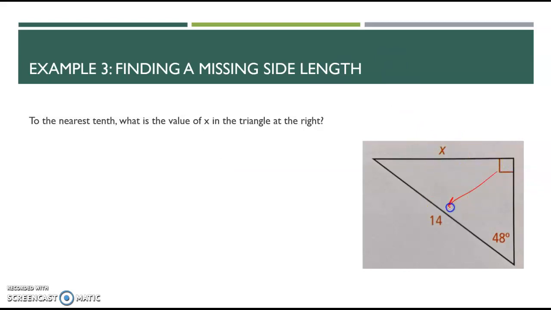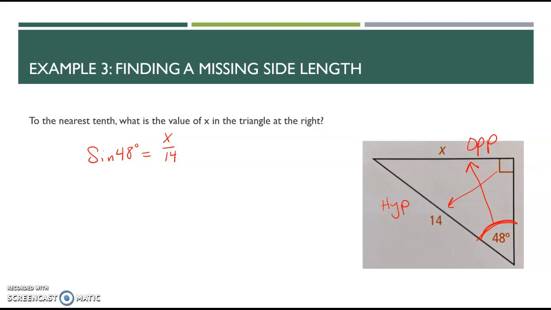I know that 14 is my hypotenuse, so that's important. I know that we're going from the angle 48, so we're over here, which makes x my opposite. So I have an opposite and hypotenuse, which means I'm wanting to work with sine. So I'm going to have sine of 48 degrees equals opposite over hypotenuse, so x over 14.